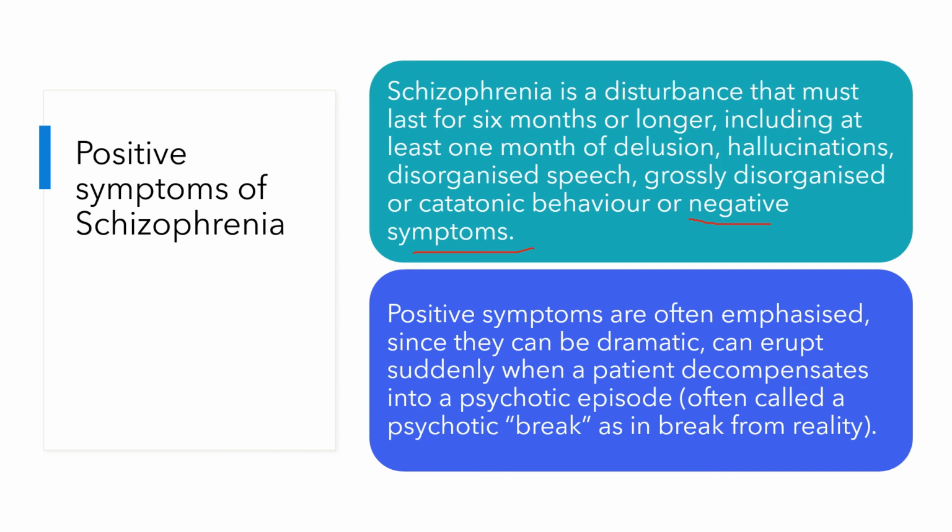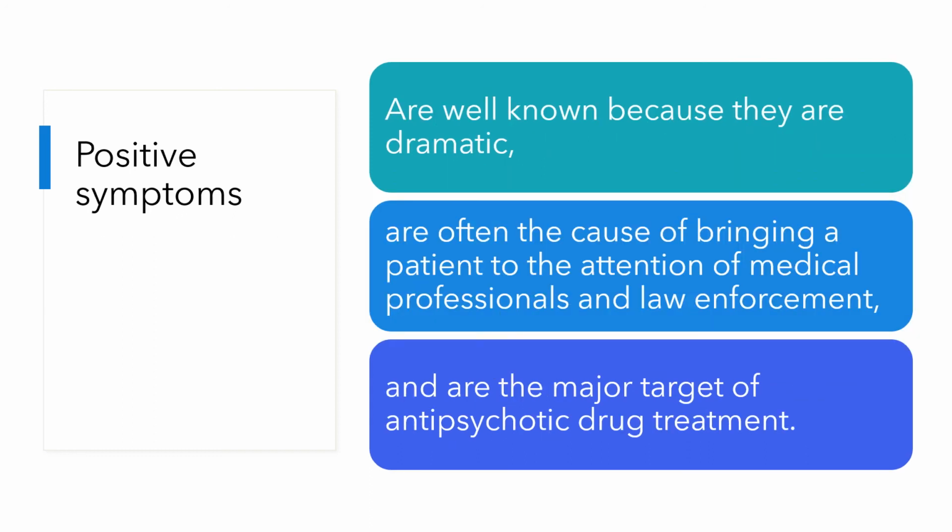Positive symptoms are often emphasized since they can be dramatic, and can erupt suddenly when a patient decompensates into a psychotic episode. This is often called a psychotic break, as in break from reality. Positive symptoms are well known because they are dramatic, often the cause of bringing a patient to the attention of medical professionals and law enforcement, and are the major target of antipsychotic drug treatment.